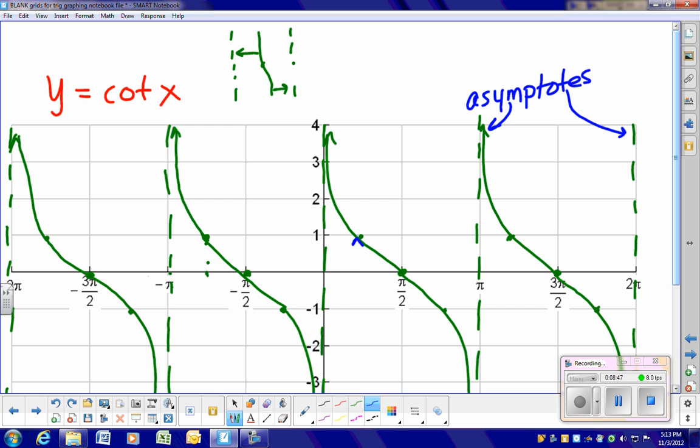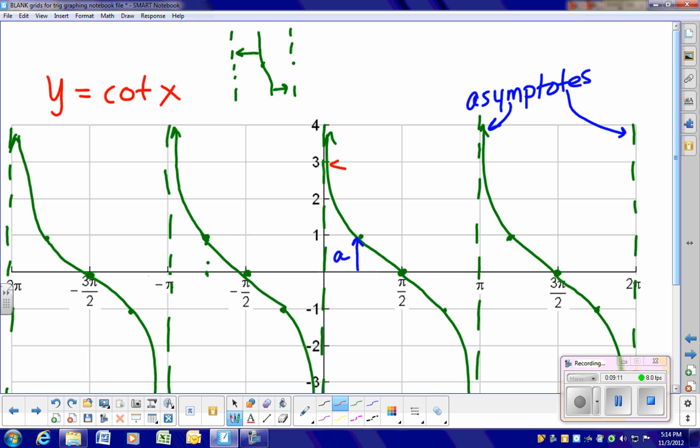This distance right here is the A value. Now we don't really refer to that as amplitude with the tangent and cotangent because it's not the distance to a peak, but whatever is in that A slot in the equation is going to determine how tall those quarter points are from the midline. And then another thing that I would like to point out is the period of each of these functions.